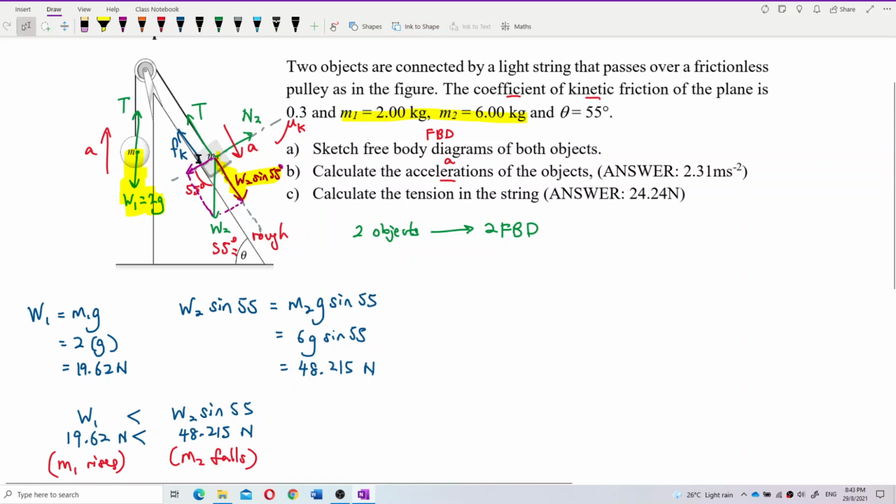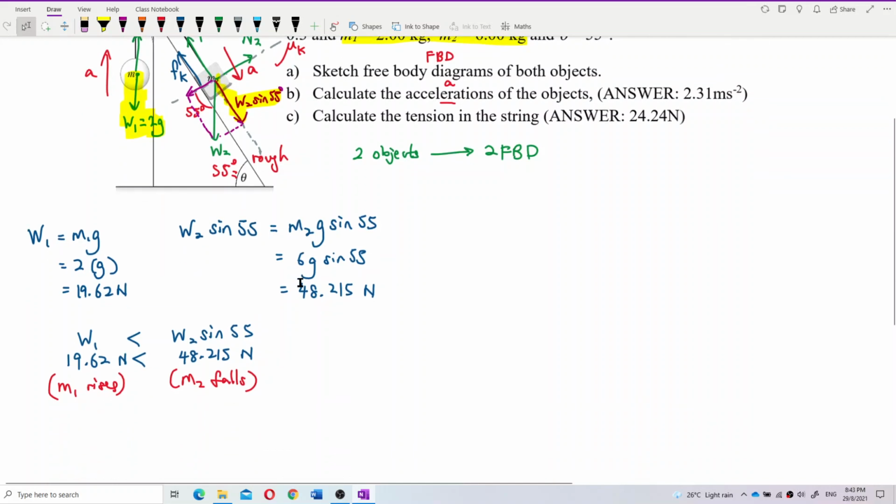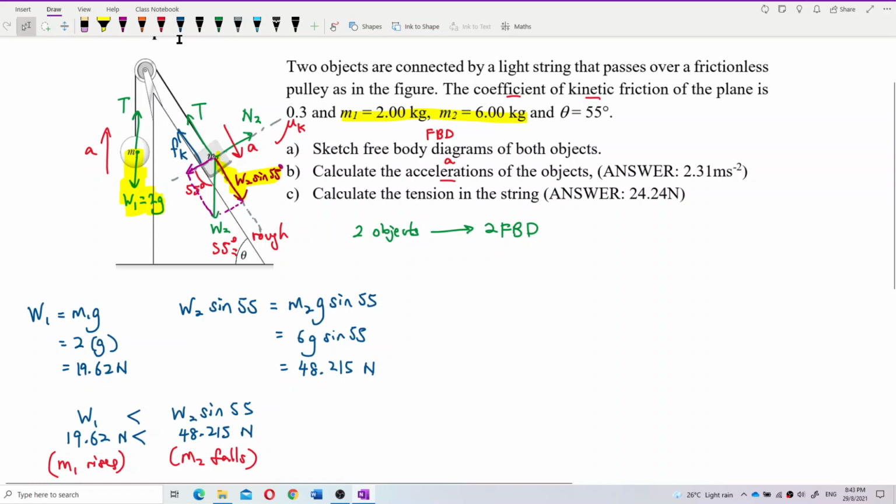Okay, so what other forces do you have? I think all complete. Mass 1 has tension and weight. Mass 2 has the normal force, tension, friction, and the weight. Yeah, I think that's it. All the forces are already complete. Now draw the free body diagram.